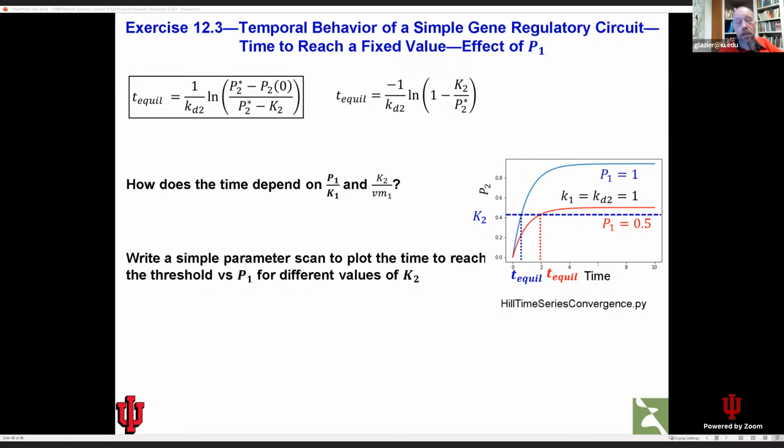And this one actually does require a little bit of Python, because you get the time series and then you have to find the time at which something happens.